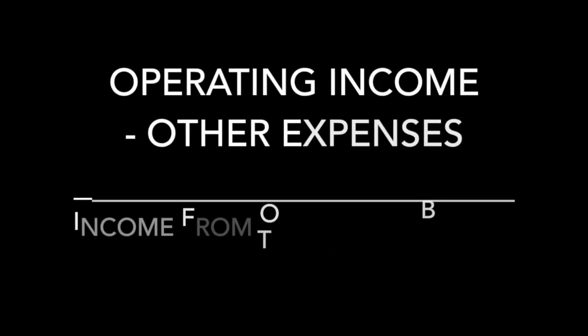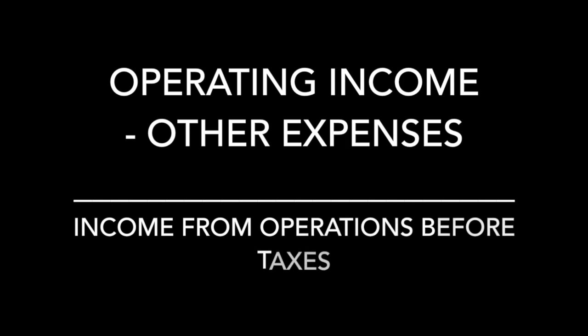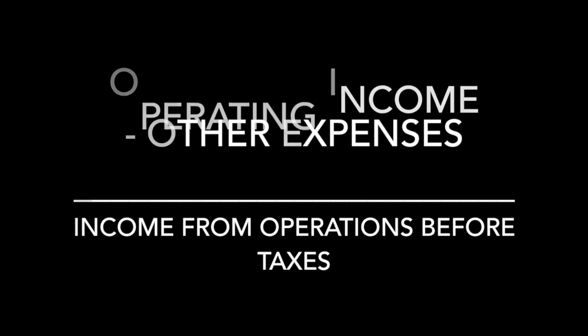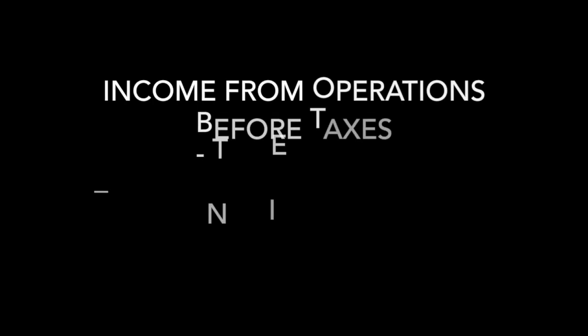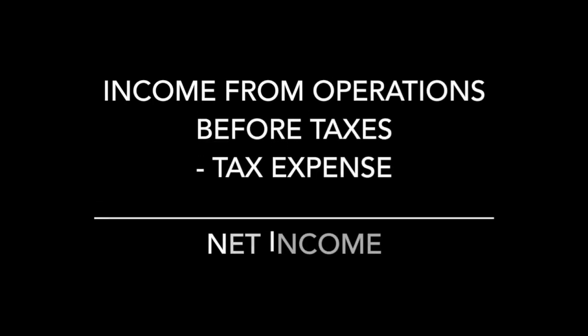Once we have our operating income, we need to take out other expenses that are not necessarily related to our operation, such as interest expense on a loan. Once we take those out, we are left with income from operations before taxes. And then we take out our tax expense, and then we'll be left with our net income.